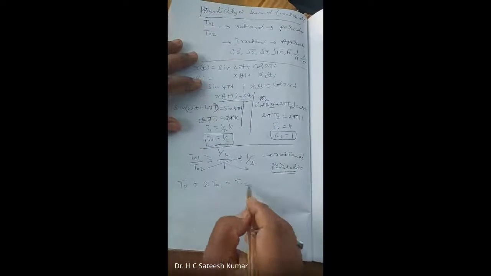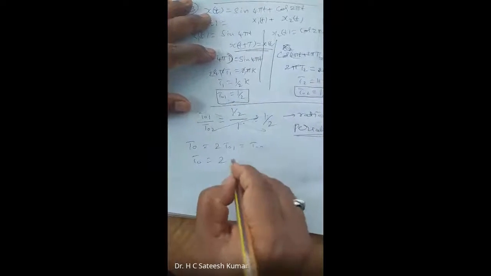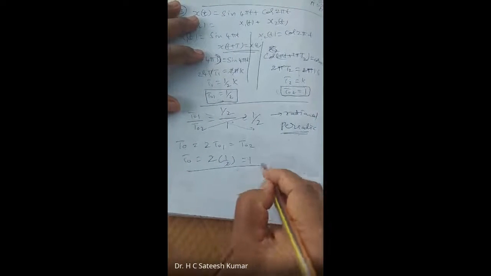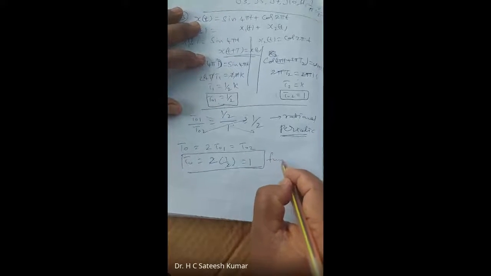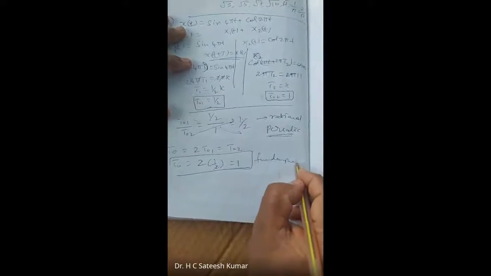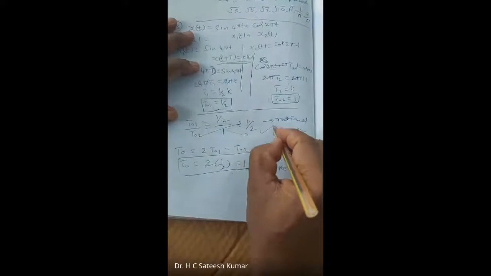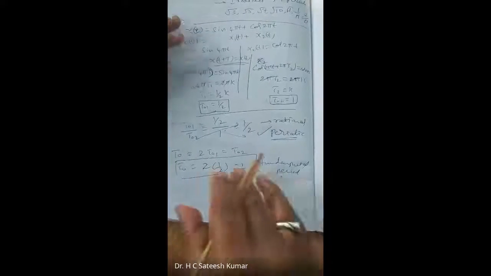Substitute any one of them, T naught 1 or T naught 2, you will get the same answer. T naught is equal to 2 into T naught 1, which is 1 by 2. The 2s get cancelled, giving 1. So T naught is the fundamental period. Check whether it's periodic or not. It's periodic and the fundamental period is 1. That's how we should do it.